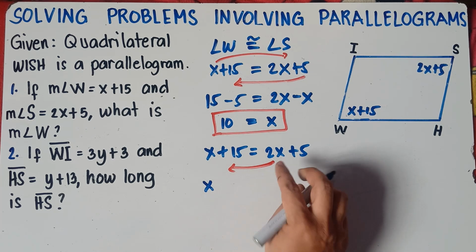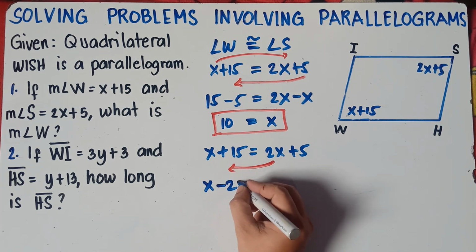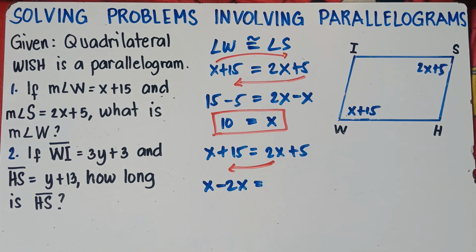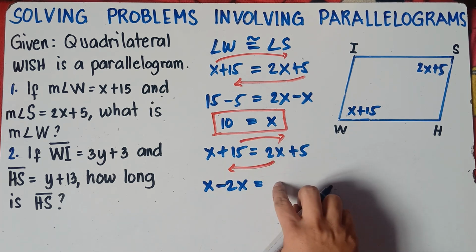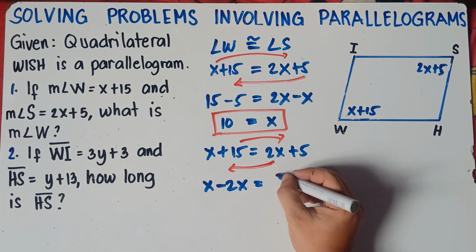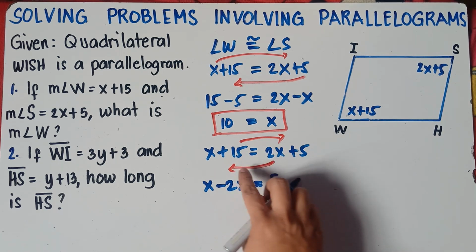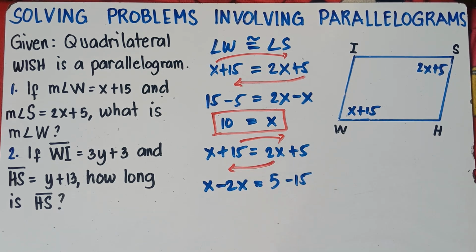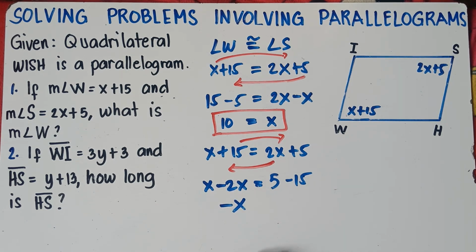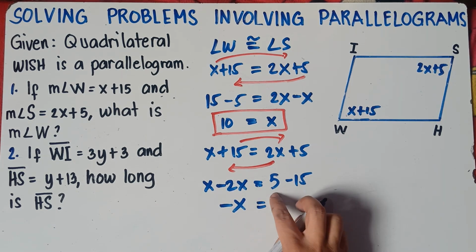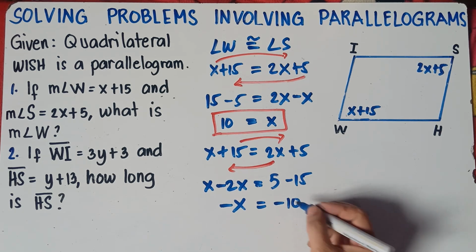So this will be x, this positive 2x will be negative 2x equals, we transpose this 15 from left to right. So copy 5, 5 still positive. Then 15, we transpose this one, it will be negative 15. x minus 2x is negative x. Negative 1x or negative x equals 5 minus 15, that's negative 10.